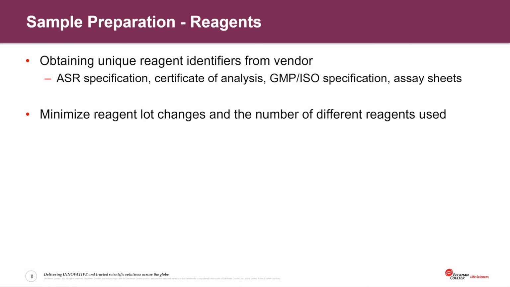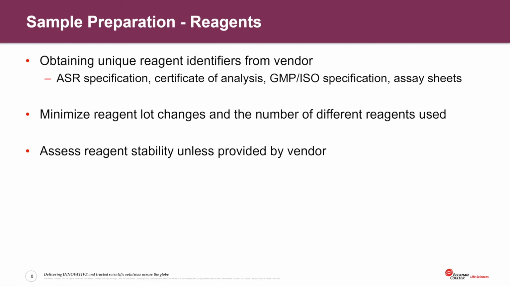Please do minimize reagent lot changes. Now, you may not be able to do so through the entire duration of your study if it's 5 years or longer, but you can decrease the number of lot changes by talking to the vendor and saying, please lock this lot for me. Assess reagent stability, unless that's provided by the vendor. A lot of reagents do not have an expiry date on them, so it's going to be on you to validate the stability of that reagent and how long you can utilize it. In terms of GMP manufactured reagents, again, those will come pre-validated for you.